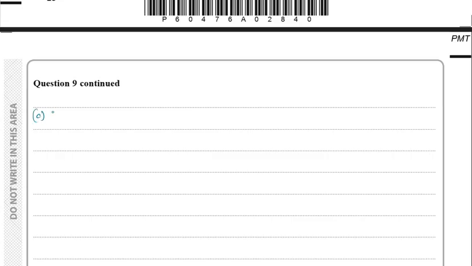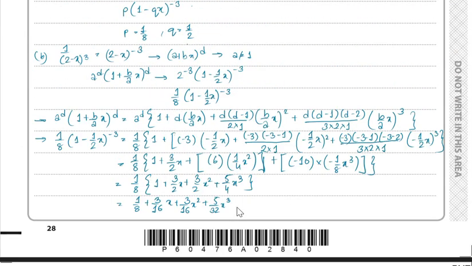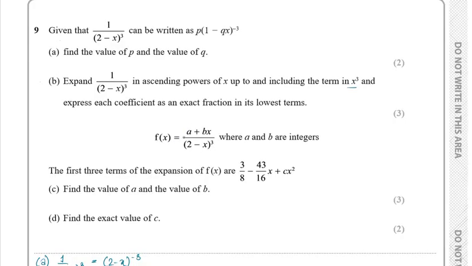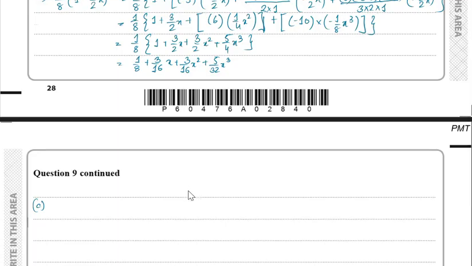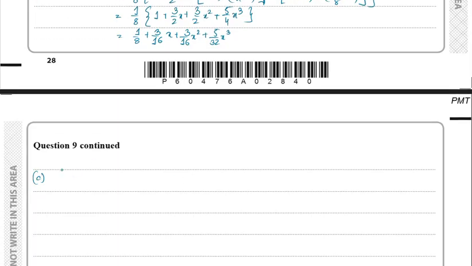For part C of this question, we have been given an expression f(x) = (a + bx) divided by (2 minus x) to the power 3, and we are asked to expand this. And they have also given us the first three terms of the expansion of this f(x). And we need to find a and b for part C. For part D, we have to find c.